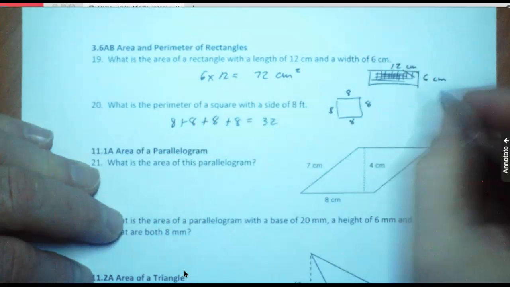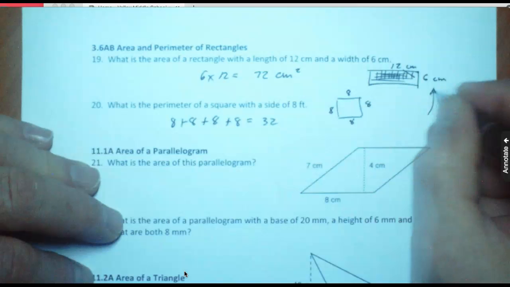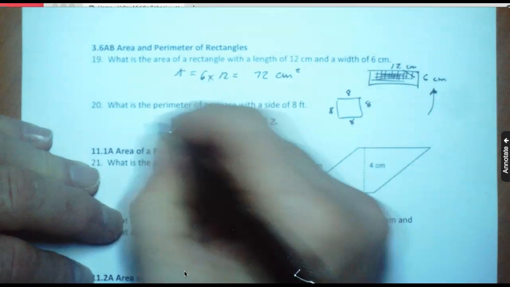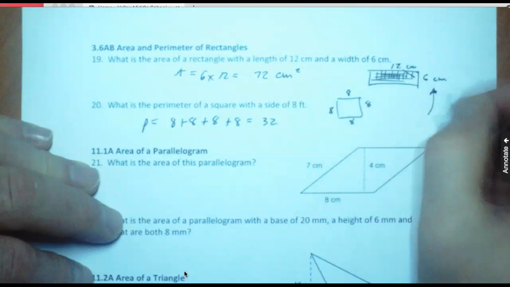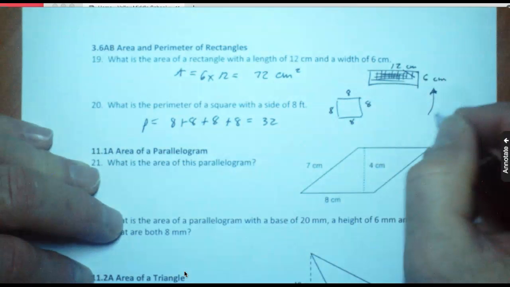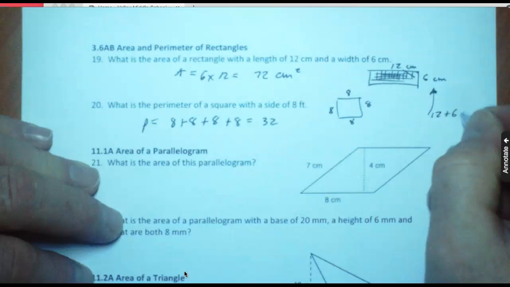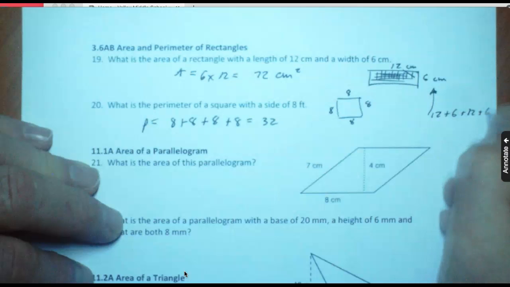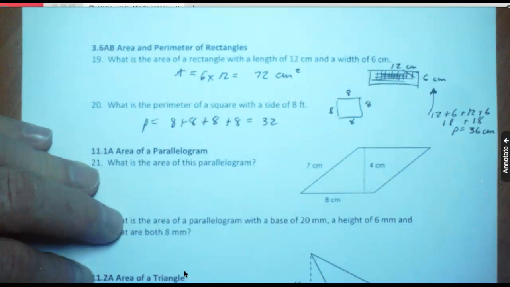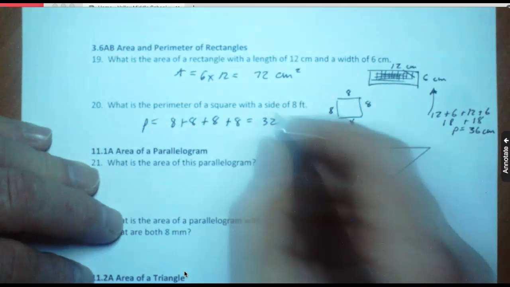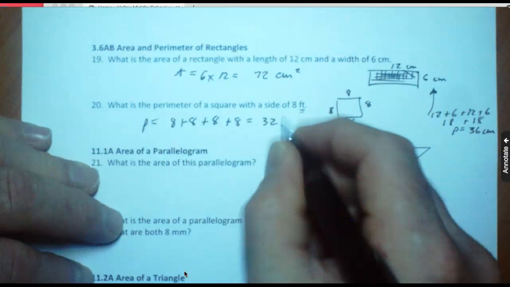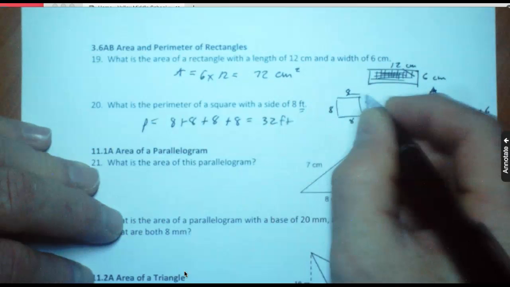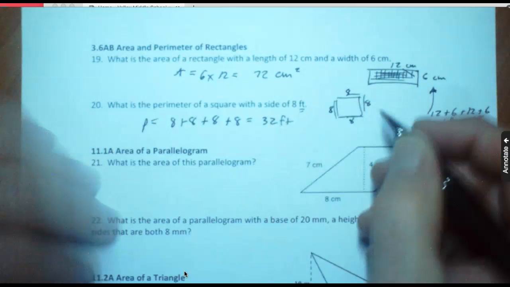Now up here, this is the area. This is the perimeter. This here, just for a bonus, we can give you the perimeter of that. It would be 12 plus 6 plus 12 plus 6, which is the same as 18 plus 18. So the perimeter here would be 36, and that would just be centimeters. This is also just feet, because it's 8 feet here, here, here, and here. It's like walking in a square. It's linear.